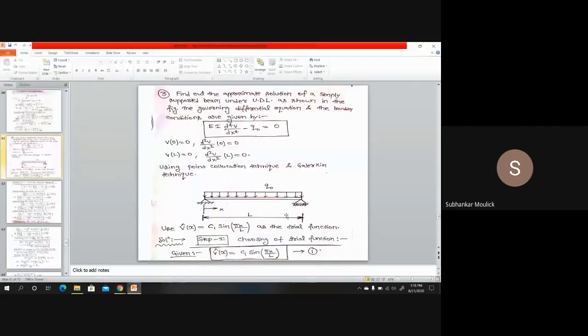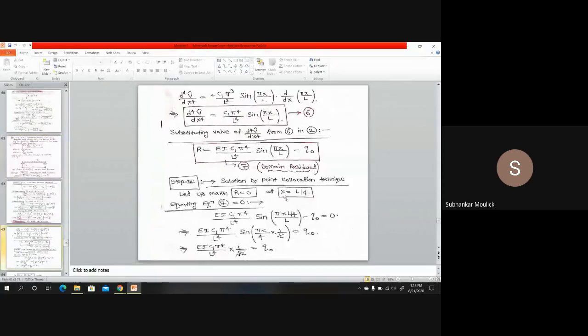I have taken the collocating point as L by 4. The domain of the problem varies from x equal to 0 to x equal to L. You can take n number of collocating points, find the approximate solution of the given differential equation, and validate it with the exact one. So I will make this residual, that is equation number 7, equal to 0 by keeping the value of x as L by 4.